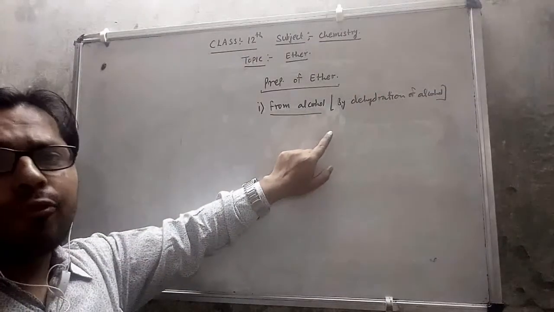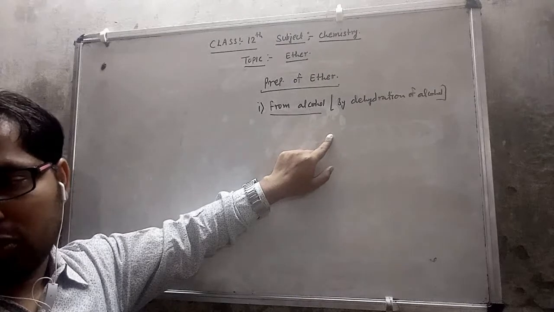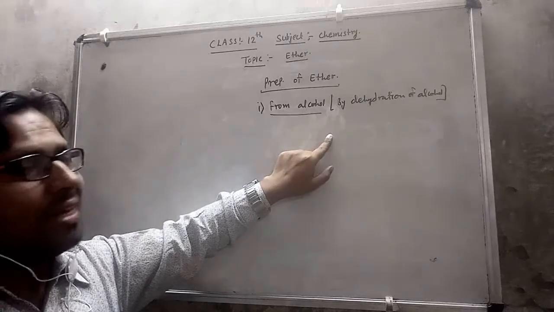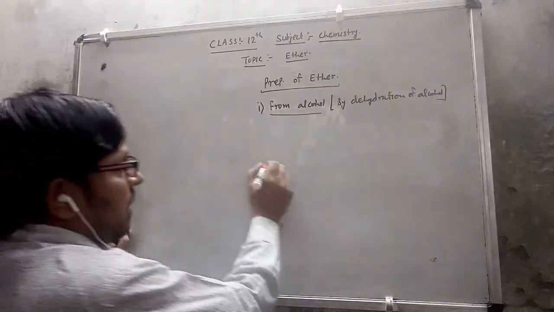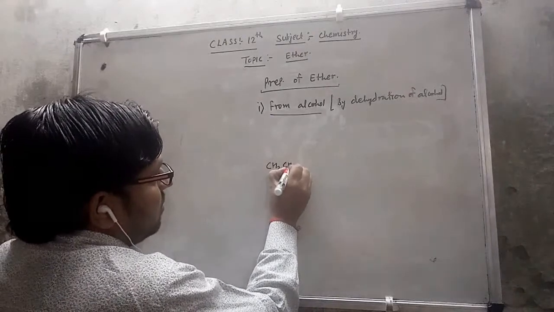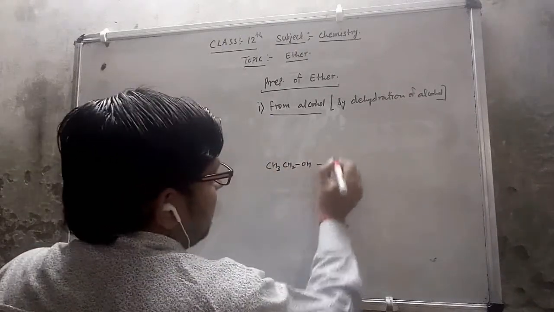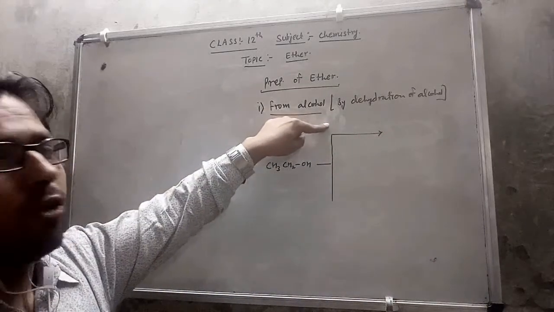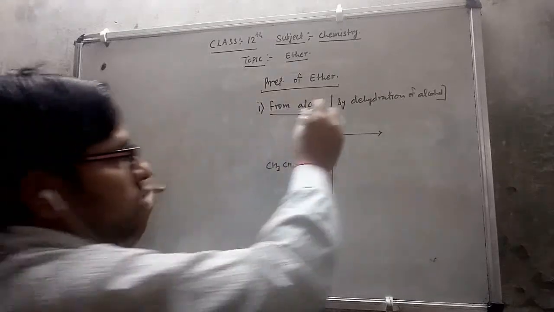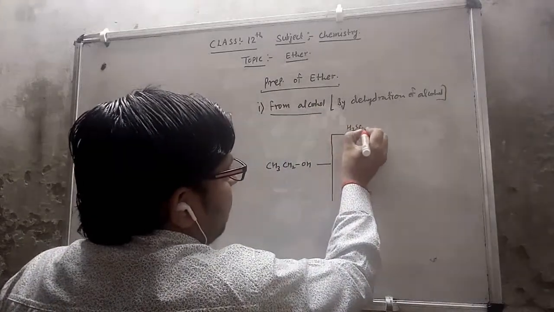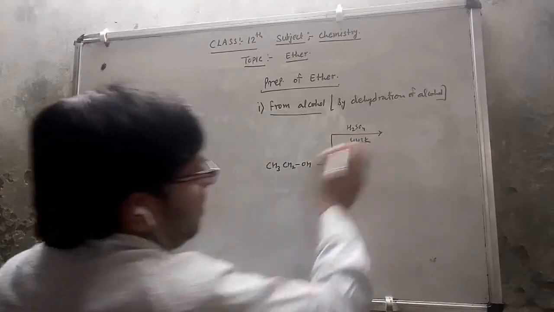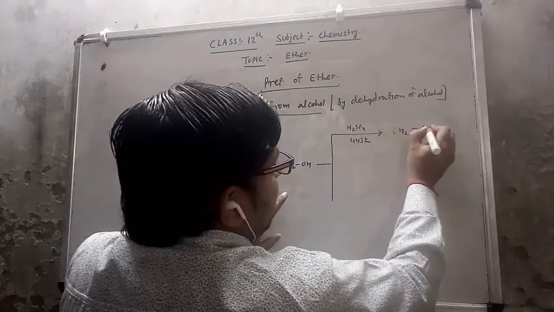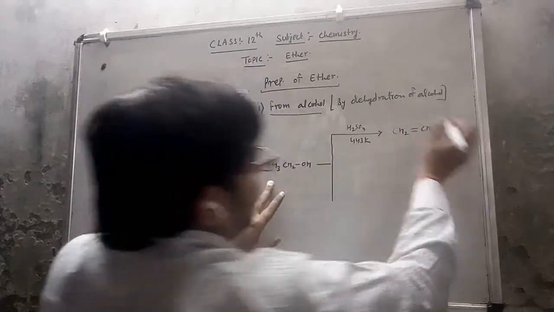Before that we read that if we do the process of dehydration of alcohol, then we get alkene. But if I change the condition, then I will get the ether. Suppose I have here CH3 CH2 OH. Now two conditions are available here. One condition is at 443 Kelvin under concentrated H2SO4. That means I am taking H2SO4 and the temperature is 443 Kelvin. Then the water molecule will be eliminated from here and we get the alkene CH2 double bond CH2 plus H2O.